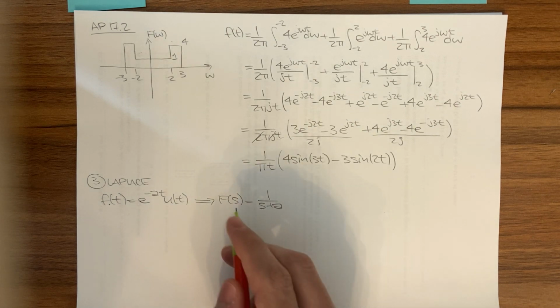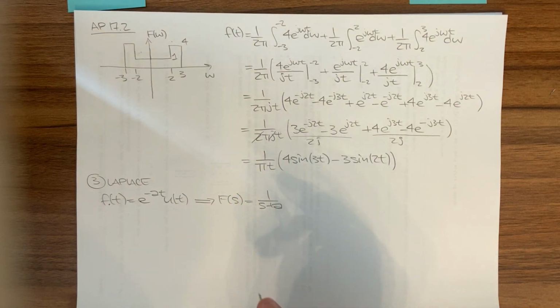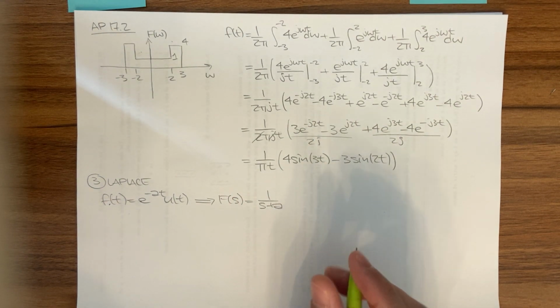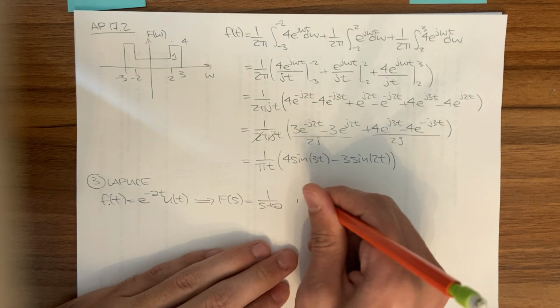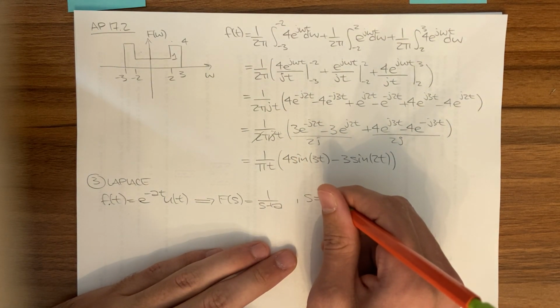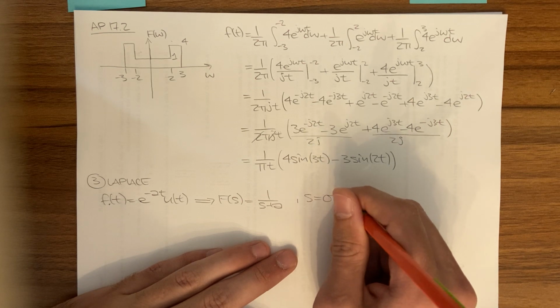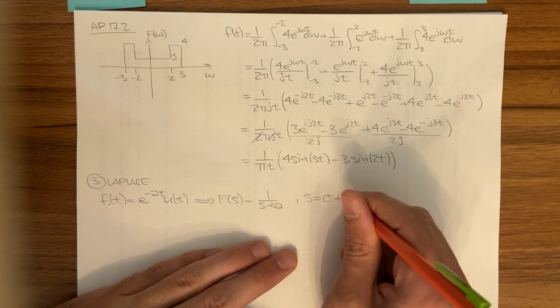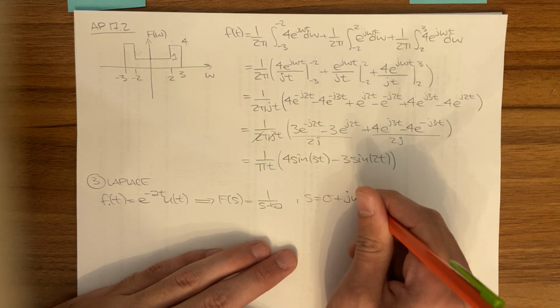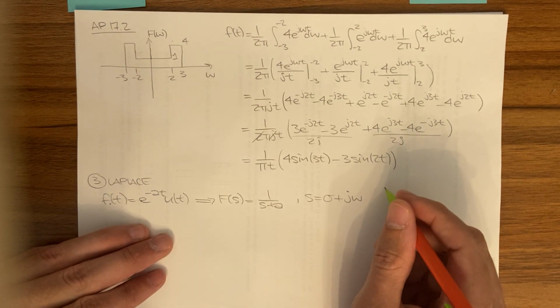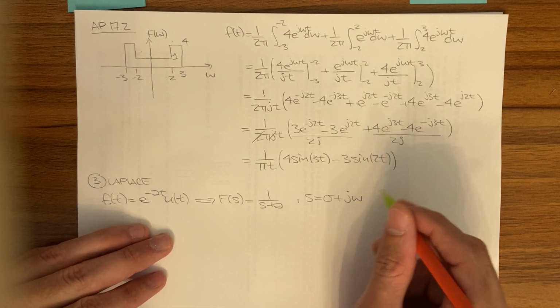So s is the variable in the Laplace domain. Now remember also that s is a complex number, and we can break it down into two parts. You have a real part, that's sigma, and then you have an imaginary part, which is j omega. Now we see that j omega looks pretty familiar, right?